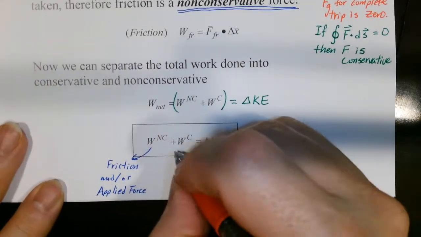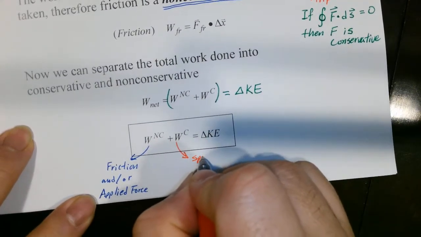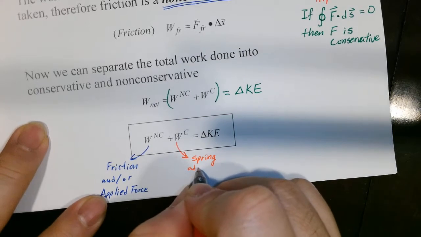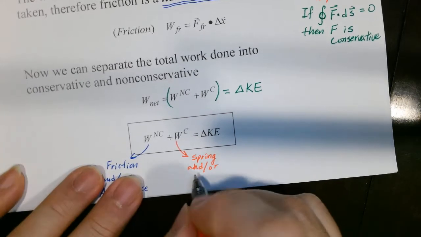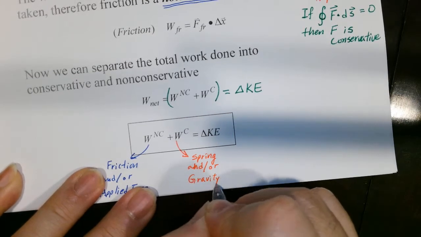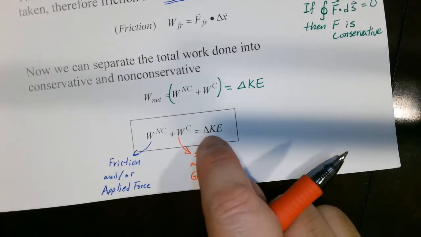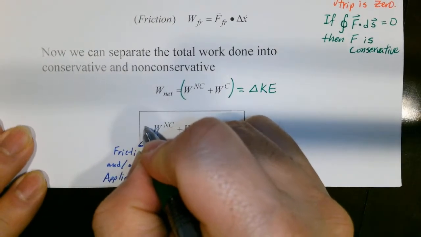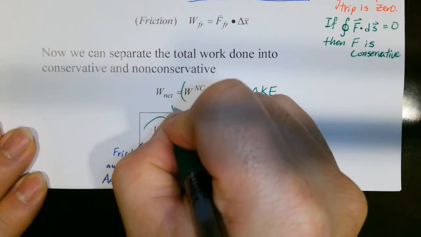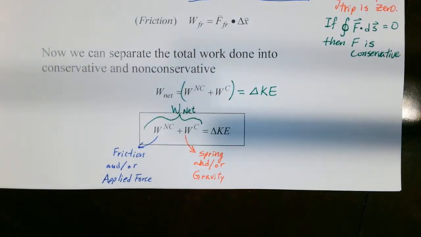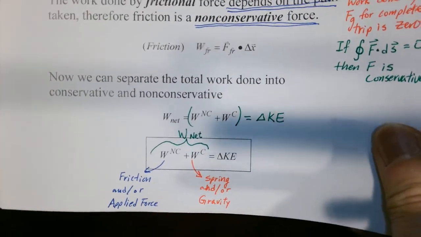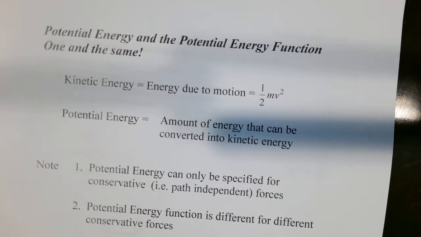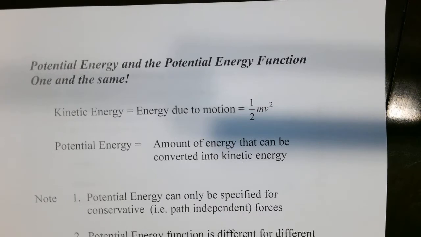And the work done by the conservative force is spring force, and/or gravitational force, so gravity, which is equal to the change in kinetic energy. And of course, this combination is my net force. Alrighty. Any questions so far? All right, good. So how do potential energy and the energy function work out?